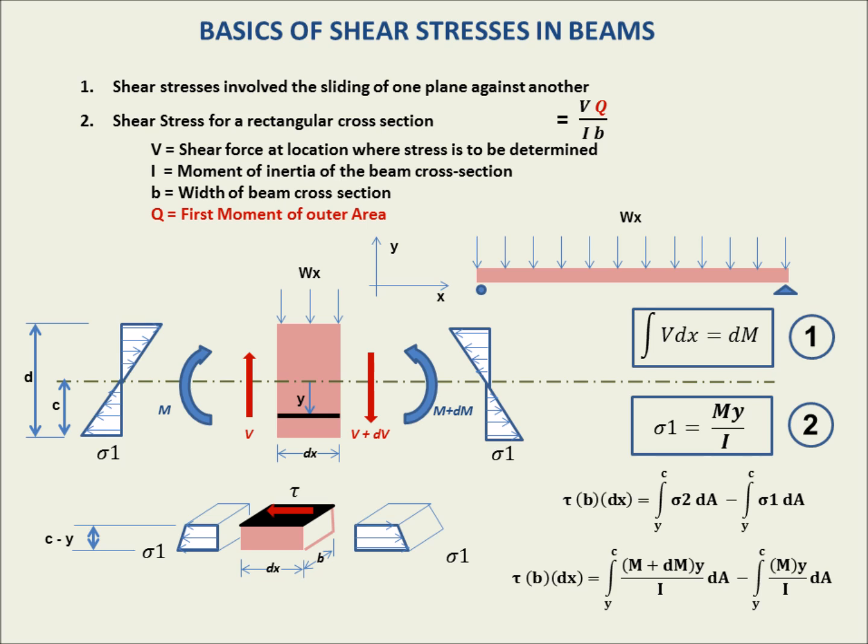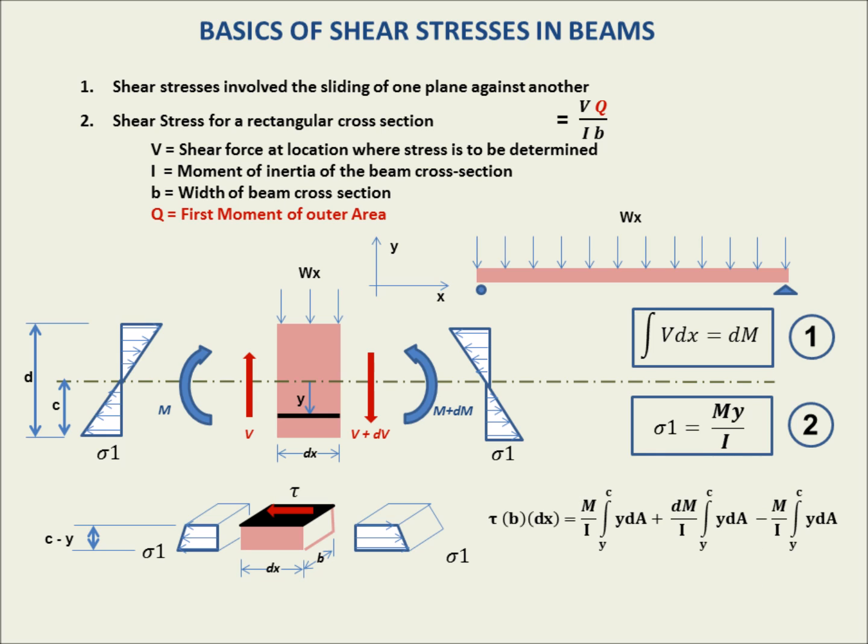Okay, so moving forward, we can rewrite this equation as follows. We can separate the m and the dm, right? Such that now we have this equation: tau b dx is equal to m over I y dA plus dm over I y dA minus m over I y dA. What we've basically done is separate out the terms, and, as is done with integrals, put the constants over to the left.